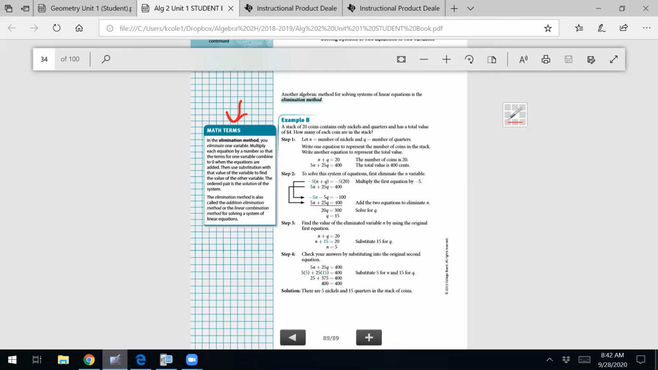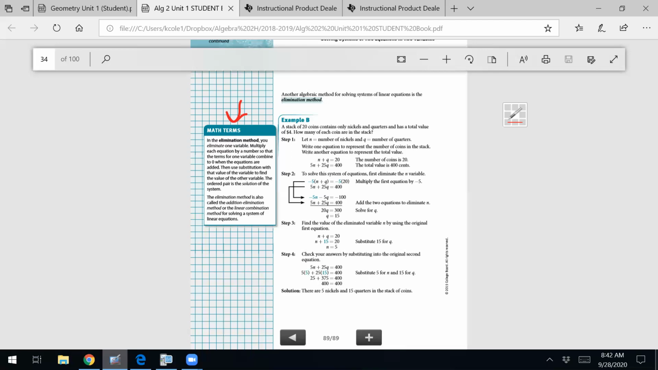The ordered pair of the solution is the solution to the system. The elimination method is also called the add-elimination method or linear combination method for solving a system of equations. Now, when you do your Delta Math, it says that you can also subtract. So when you do elimination, typically we add, but it is possible for you to subtract and have the same result.